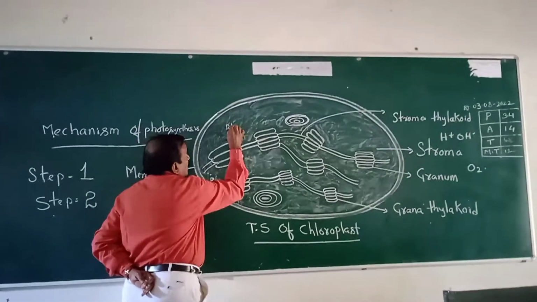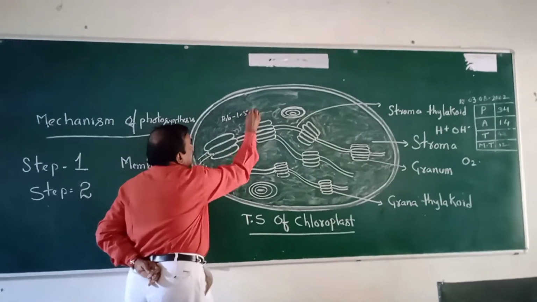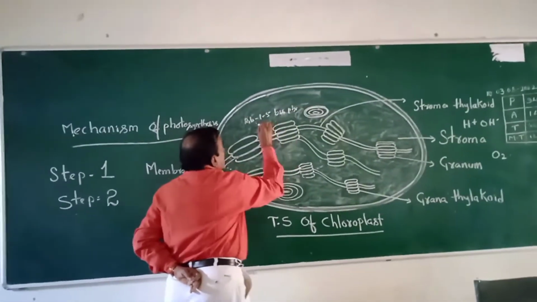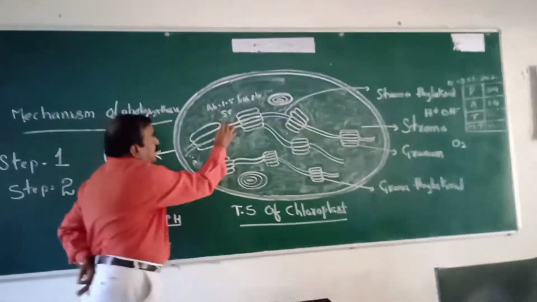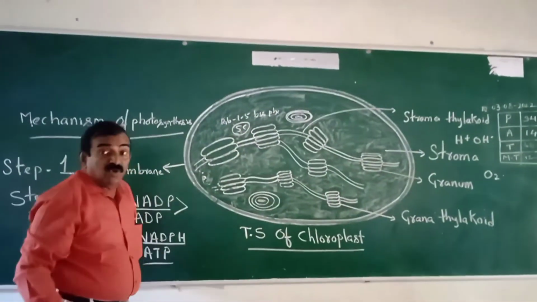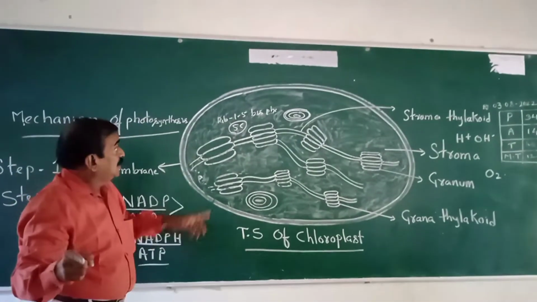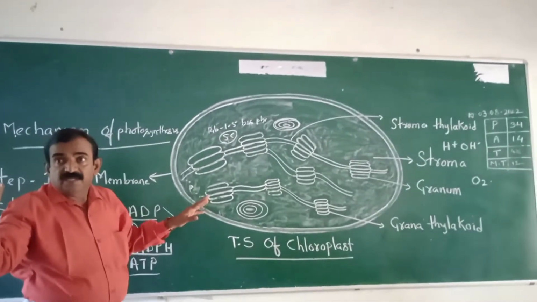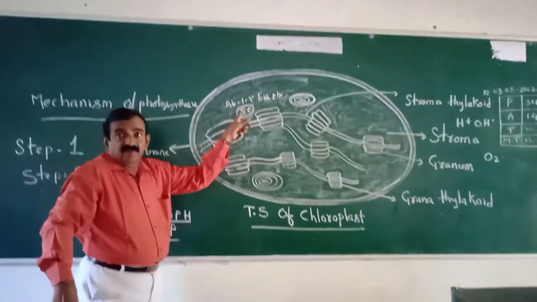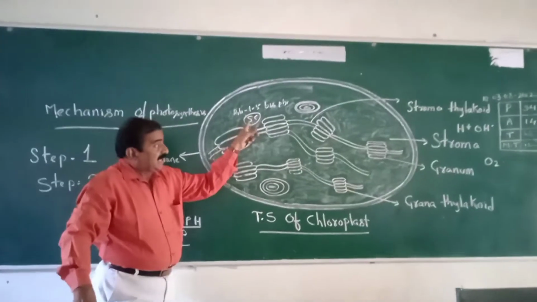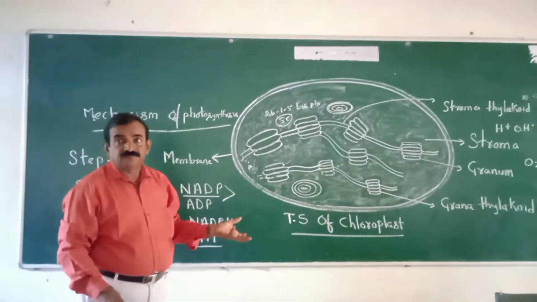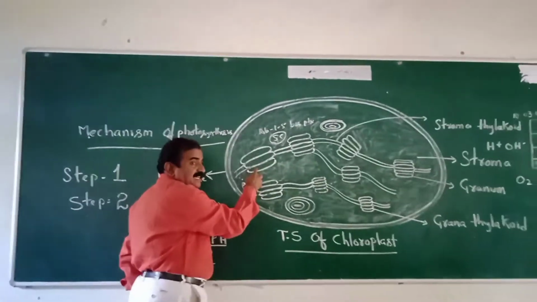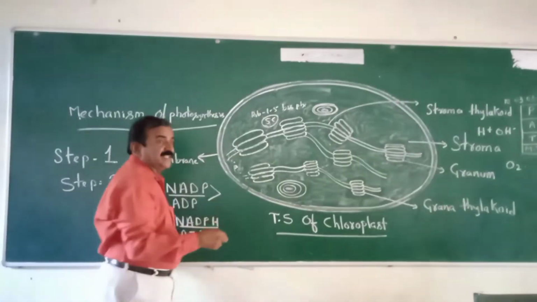Ribulose 1,5-bisphosphate. So it is a 5-carbon compound. Ribulose 1,5-bisphosphate is present. Many are present. So these are with 5 carbons. Again, dark reaction takes place in stroma. Light reaction takes place in grana. Dark reaction takes place in stroma.